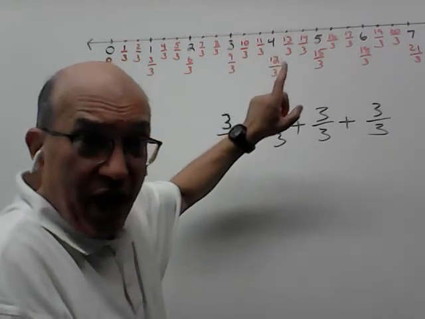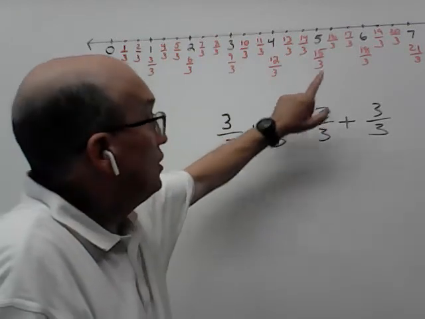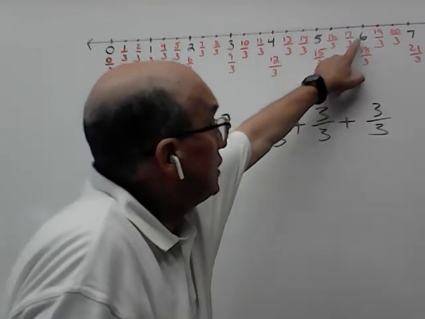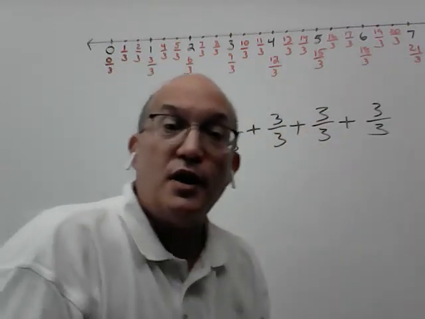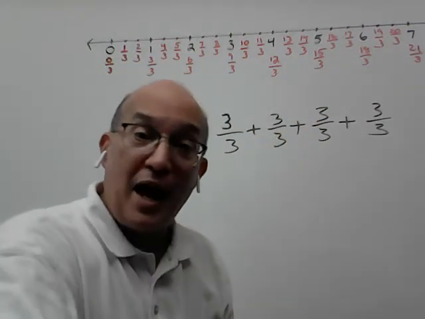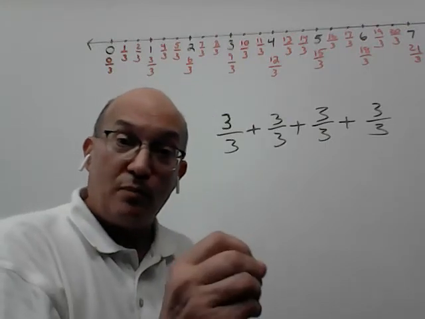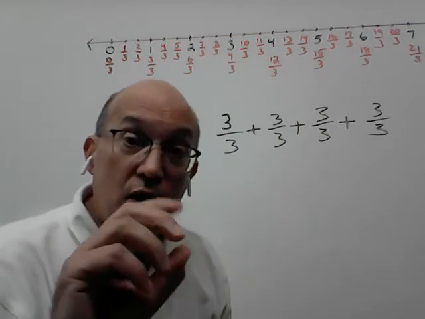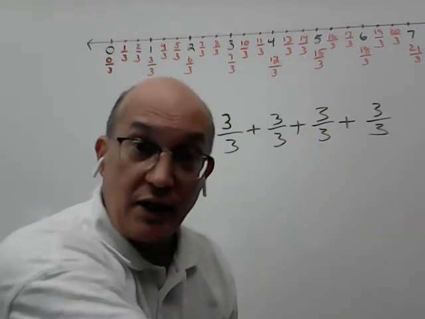Are you noticing a pattern? You should be noticing a pattern. The whole number five is 15/3. 6 is 18/3 and 7 is 21/3. And if you've identified a certain pattern in those whole numbers when they are represented as thirds, you should realize that that pattern can continue forever.